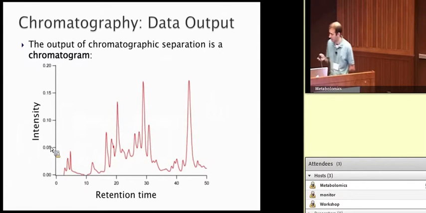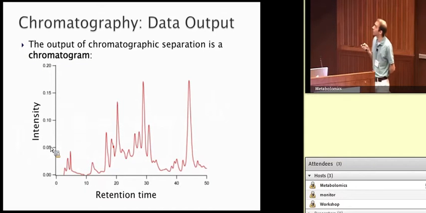So the output looks like this. We have a plot which is called a chromatogram. It's a plot of intensity versus retention time, or time. And you see we have different intensities. Different intensities reflect the relative concentration of the things that were coming off the column at that period in time.